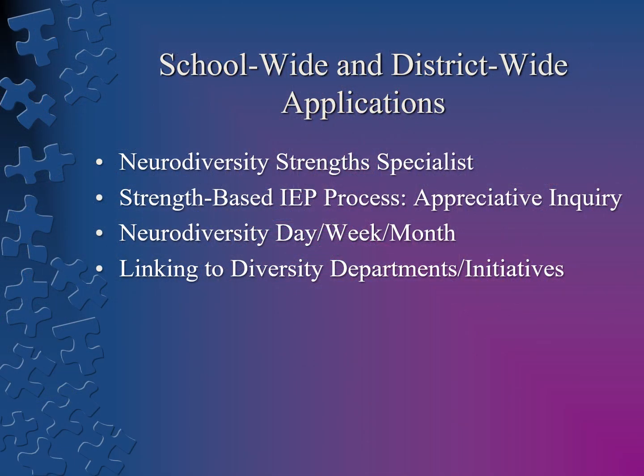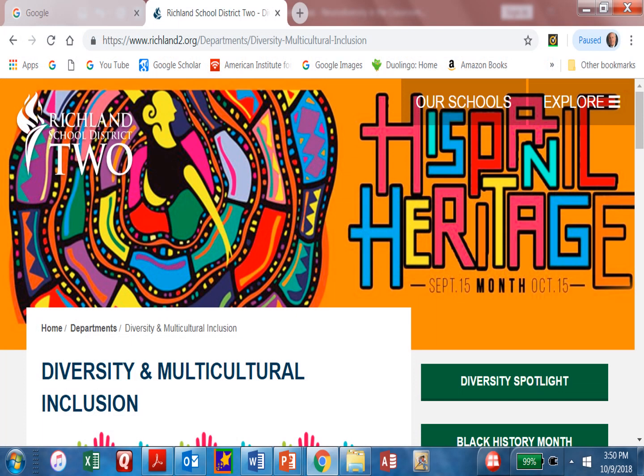Another way of integrating neurodiversity into the existing status quo would be linking neurodiversity to existing diversity programs in schools. Many, if not most, schools today have some kind of diversity program that focuses on racial, cultural, ethnic diversity. And we can use that as an opening to suggest other forms of diversity that can be honored, including neurodiversity.